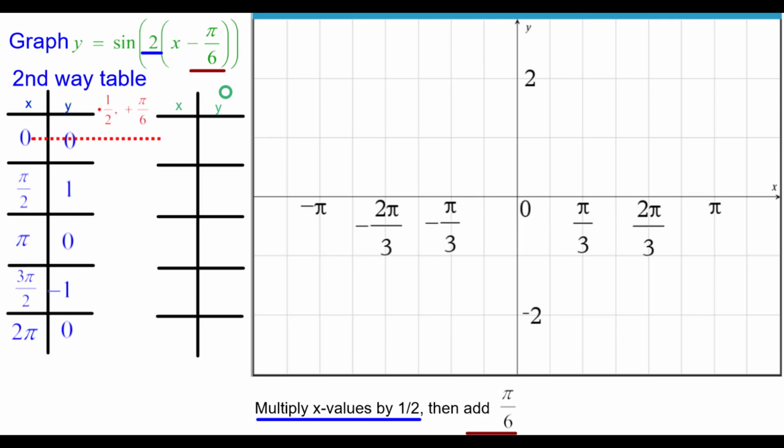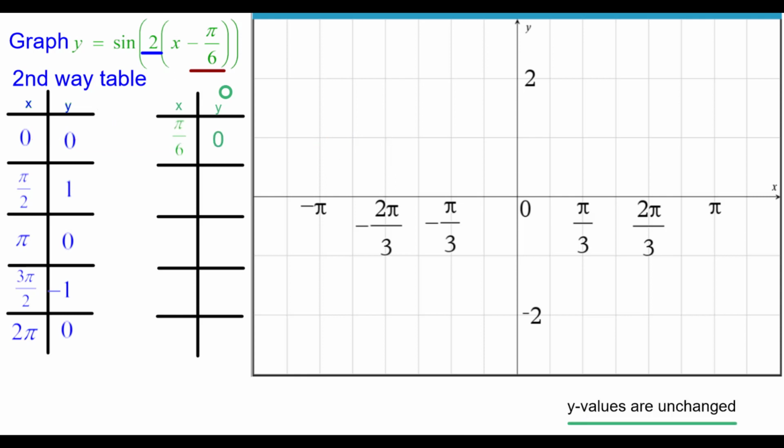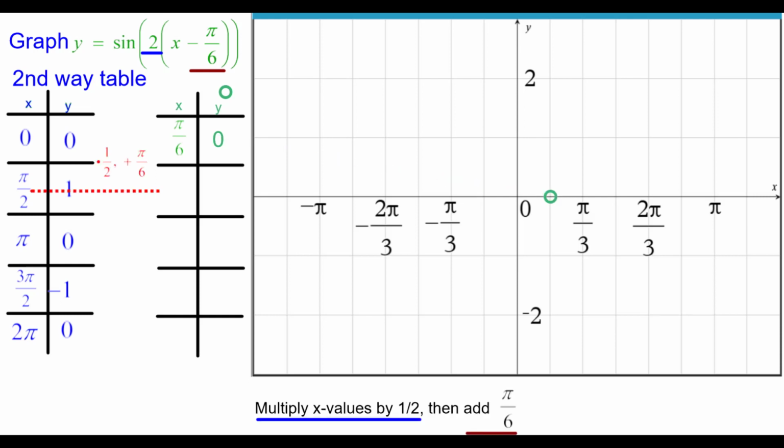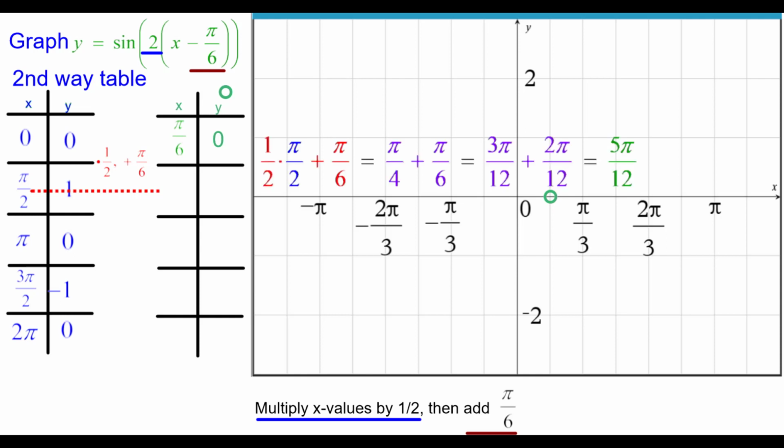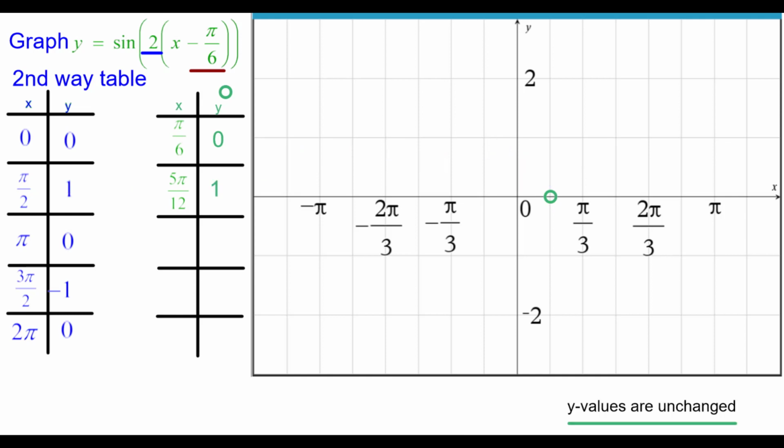So 0 times a half is 0, plus pi over 6 is pi over 6. Keep the y coordinates the same. So pi over 6 comma 0. 1 times a half plus pi over 2 times a half plus pi over 6. We'll have to get a common denominator, so this is like 3/12 plus 2/12, which is 5/12 pi. Y coordinates are unchanged.